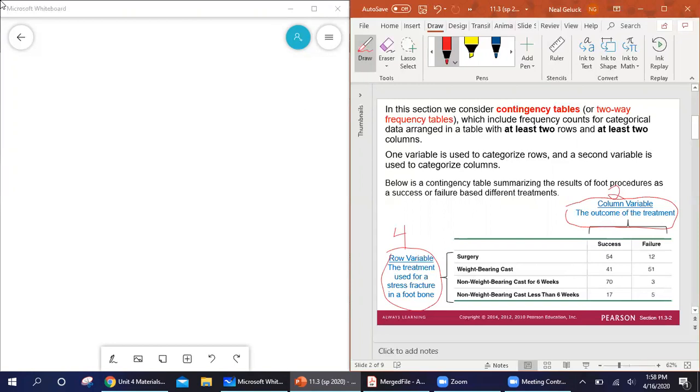So we're trying to see, is the choice of treatment independent of the outcome, or is it dependent? That's our basic idea of what we're going to be doing here: does it matter what treatment I pick? Does that influence the outcome?